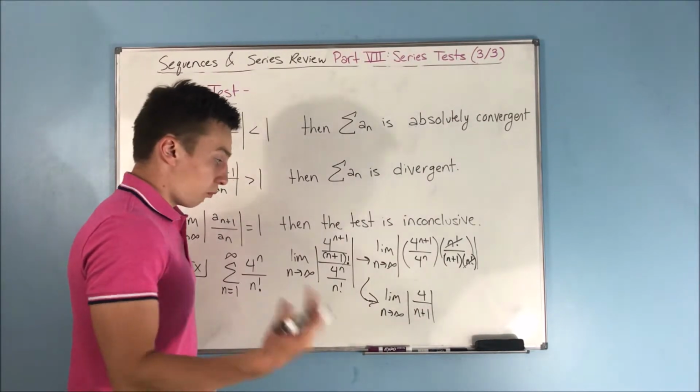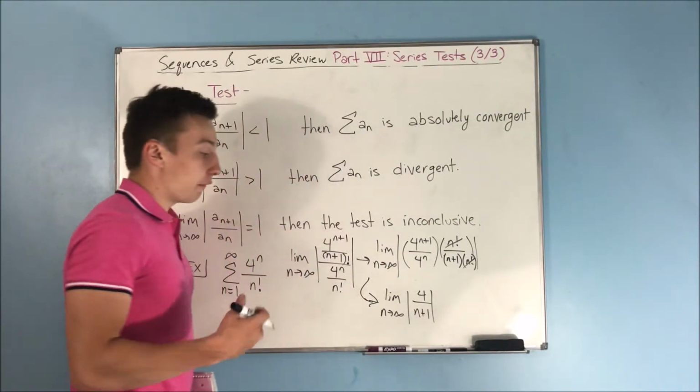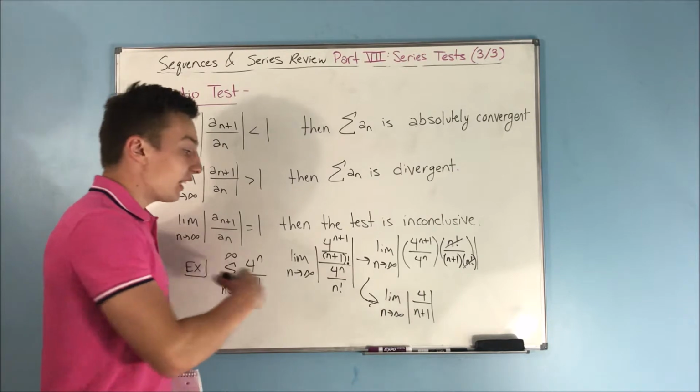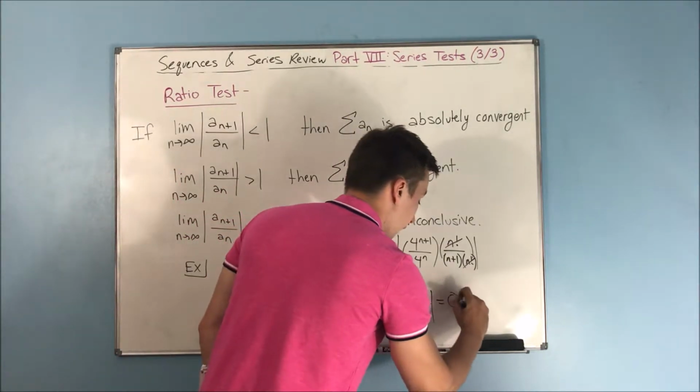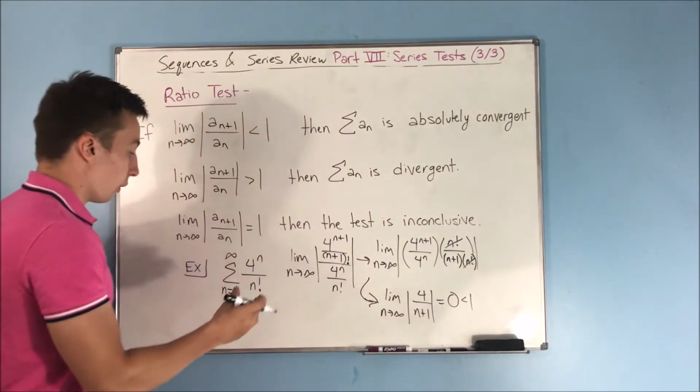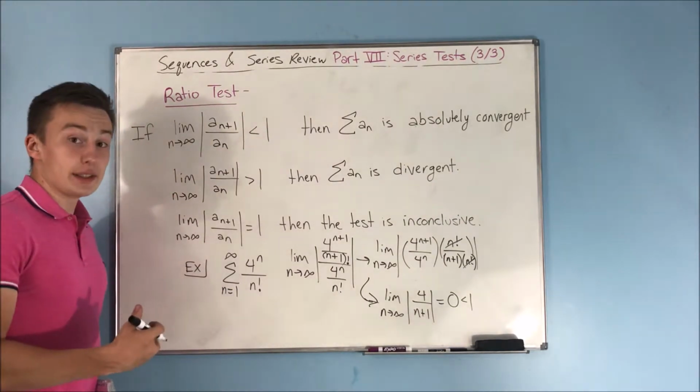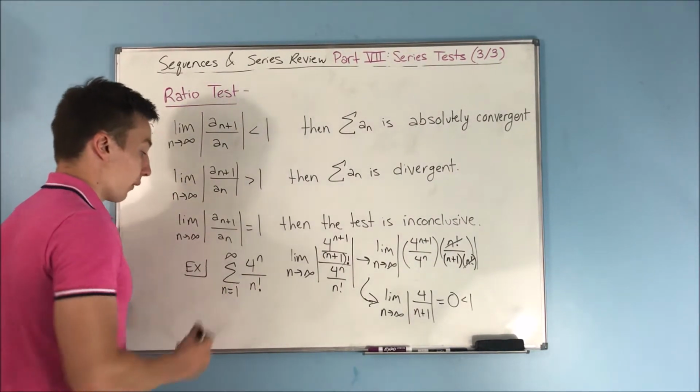As n approaches infinity, we get an infinitely large denominator, and that means this limit is going to equal 0, and 0 is less than 1. So we know that this series is absolutely convergent by the ratio test.